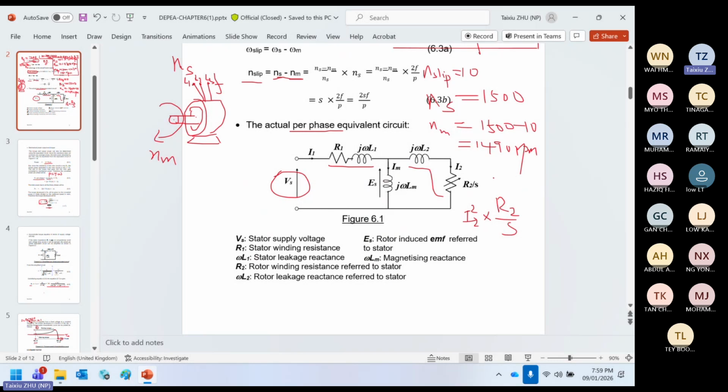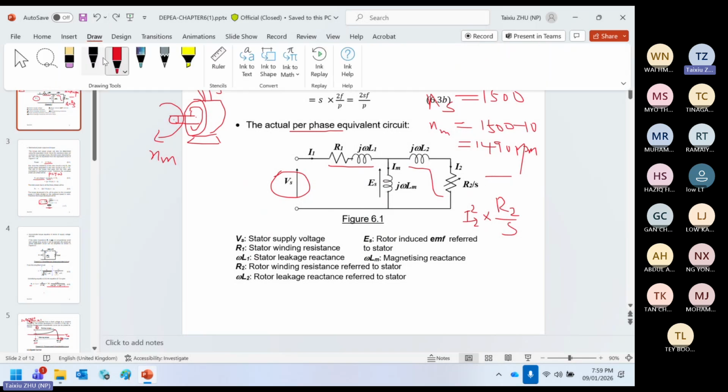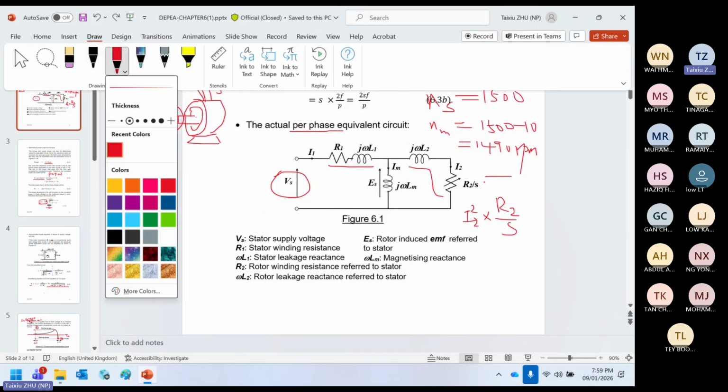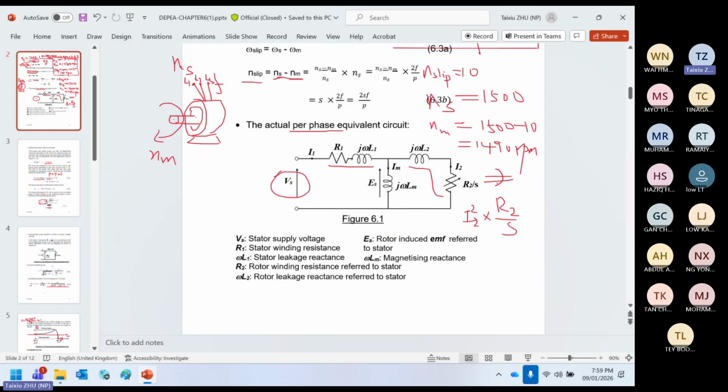Now, what you need actually is the power on the shaft. Oh wait, I'll draw a better one. Now, what you need actually is the power on the shaft. That's the one you need. So that's the power on the shaft. Basically, this power can be used to drive, for example, a fan or a car. So that's the power. Correct. So this is the power developed.